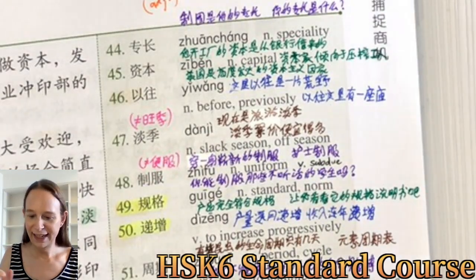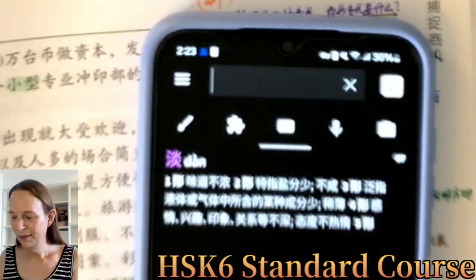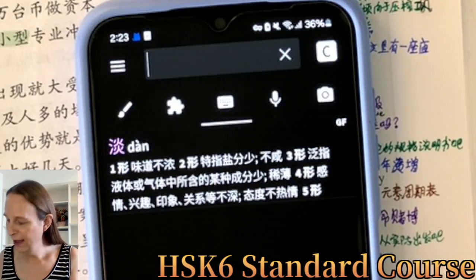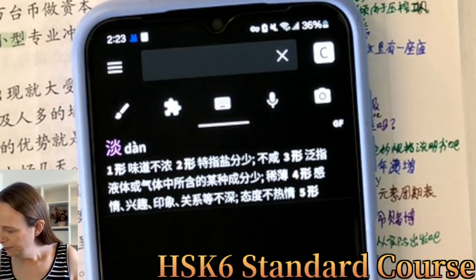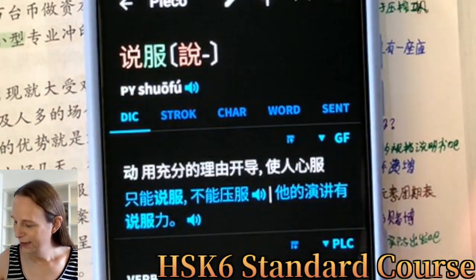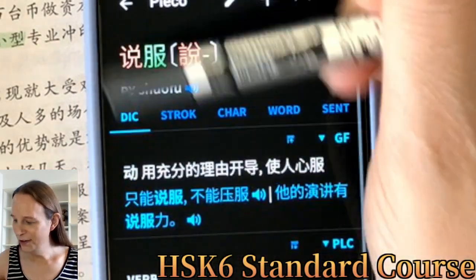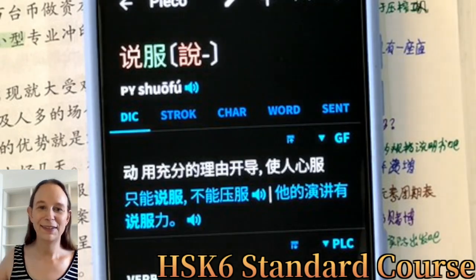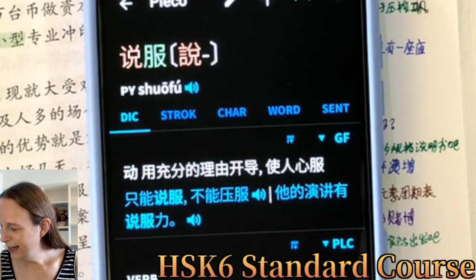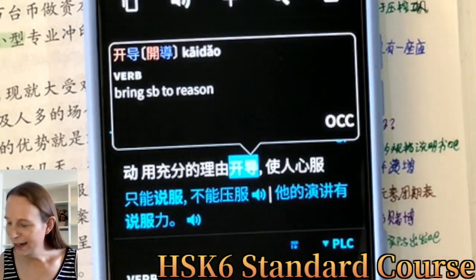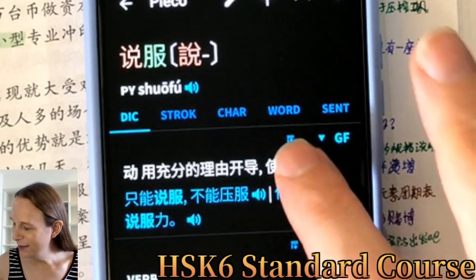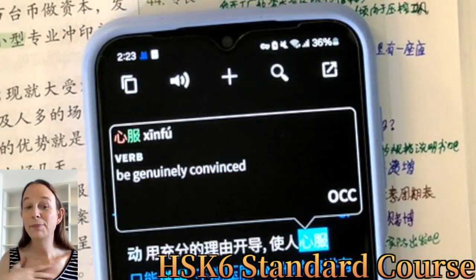A lot of words ending in fu mean kind of subdue or something in that ballpark. So 说服. 说服. So this is like persuade, right? So you use your words to subdue someone, right? 用充分的理由开导. What is 开导? Bring someone to reason, talk sense into someone. 使人心服. Yeah, there's another one. 心服. Their heart is persuaded.